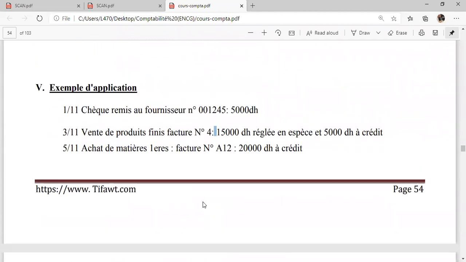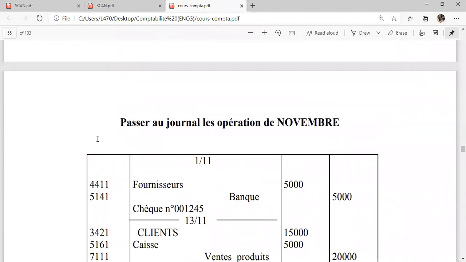Moving on to the second one, it says vente des produits finis, facture, numéro, réglé en espèces et à crédit. So this one has 3 accounts involved because the person who bought the goods did not pay for them in full. He paid a certain sum of money there and then, and the rest he got on credit. So he said he would pay later on. So this transaction is going to be translated with everything you sell being credited. Let's look at it from that perspective first. Everything you sell is credited.